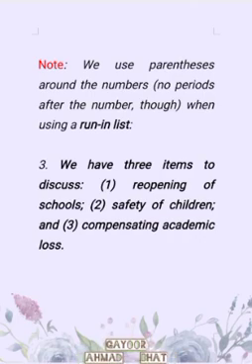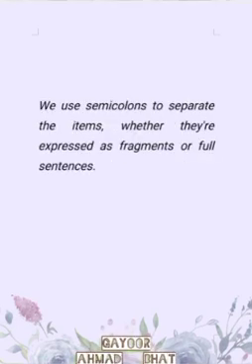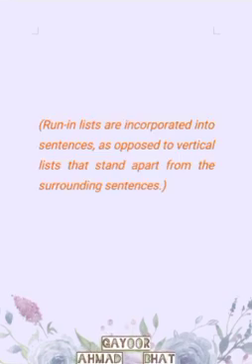using a run-in list. For example, we have 3 items to discuss: (1) reopening of schools; (2) safety of children; and (3) compensating academic loss. Here, we use semicolons to separate the items, whether they are expressed as fragments or full sentences. Dear friends, run-in lists are incorporated into sentences as opposed to vertical lists that stand apart from the surrounding sentences.